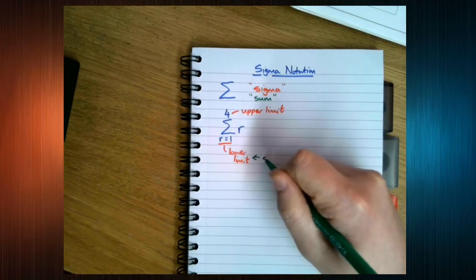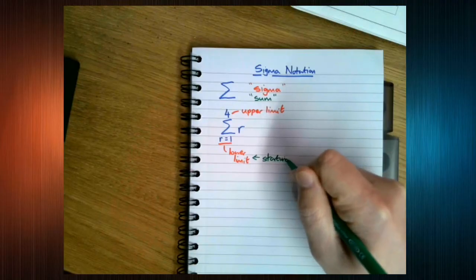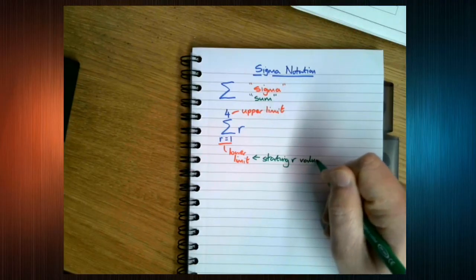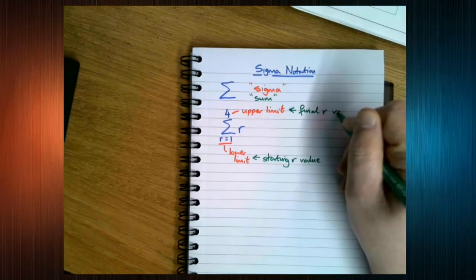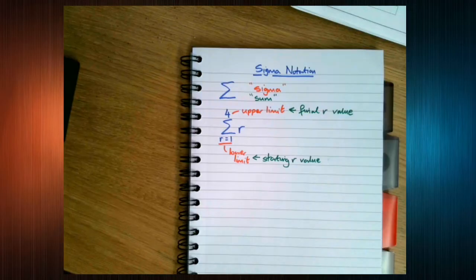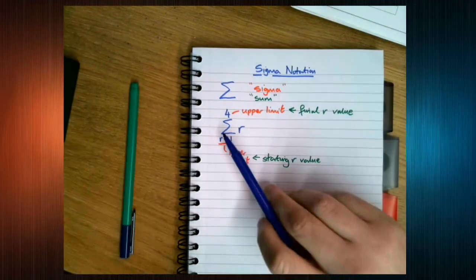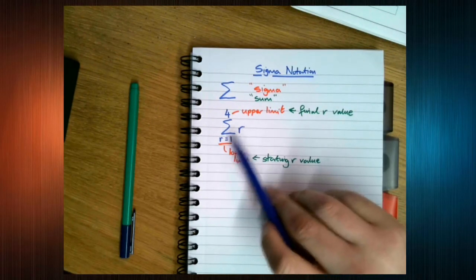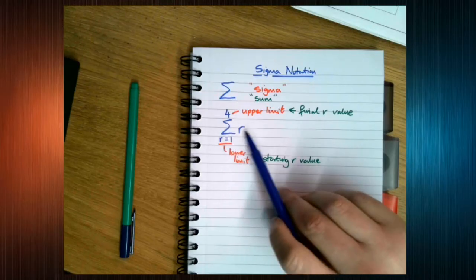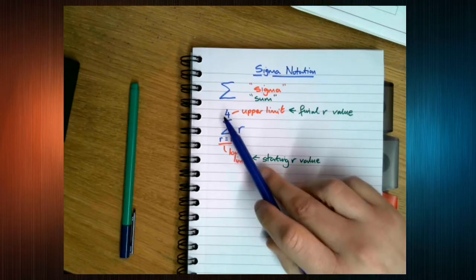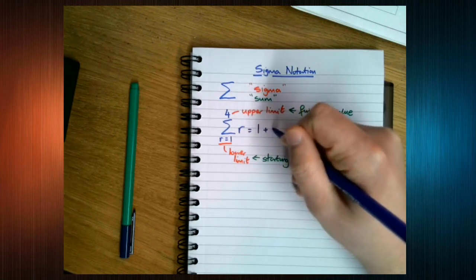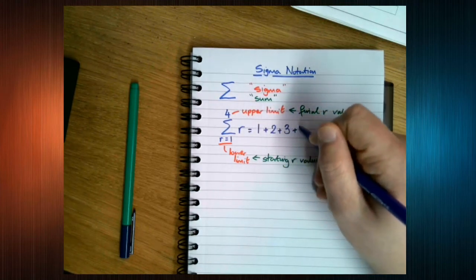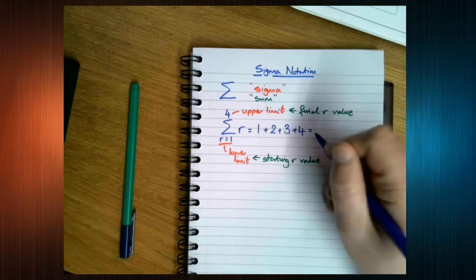So this is your starting r value, and this is your final r value. What we're going to do is put increasingly larger integers into this formula here, which in this case is just r, up until we get to this number. So this is going to be 1 plus 2 plus 3 plus 4, which is 10.